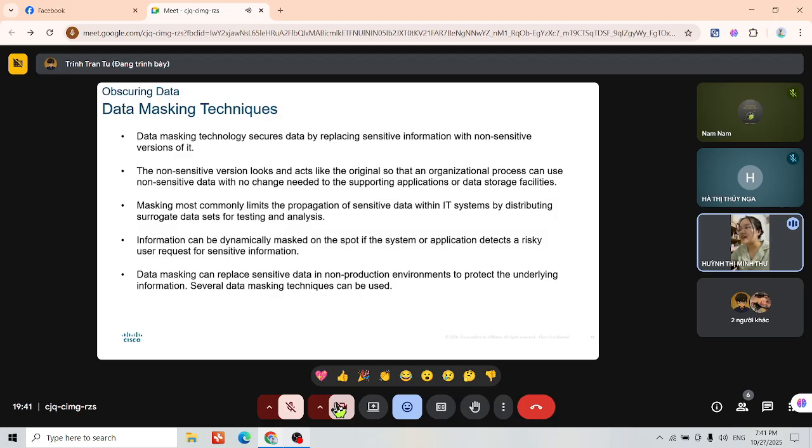Starting on 18.2, obscuring data, data masking technique. Data masking technologies hide data by replacing sensitive information with a non-sensitive version. The non-sensitive version looks and acts like the original, so that an organization's process can use non-sensitive data with no change needed to supporting applications or data storage facilities. Data masking can replace sensitive data in a non-production environment to protect the underlying information. Several data masking techniques can be used.